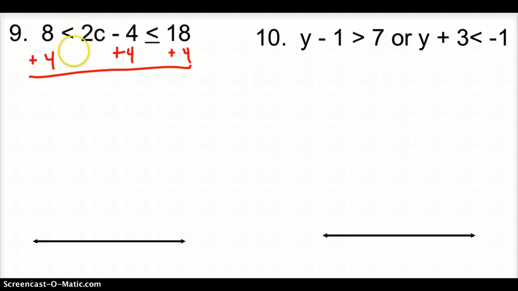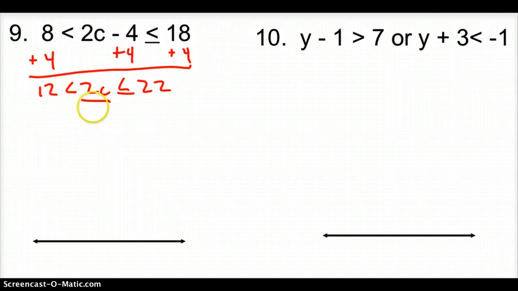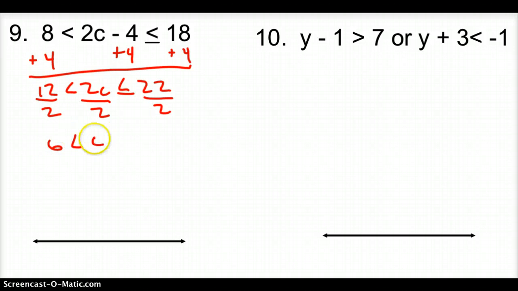Now we continue. Now we have 12, bring down everything that we didn't use. 2c is less than or equal to 22. How do you undo multiplication? You have to divide. Well, when you divide by 2, you have to divide on both sides of the inequality. So you have to divide by 2 over here and over here. So now 6 is less than c, c is less than or equal to 11.